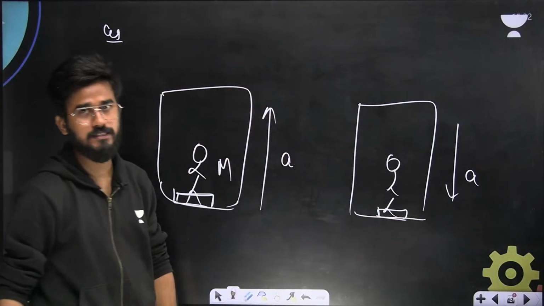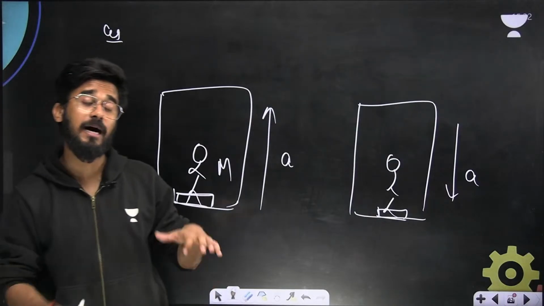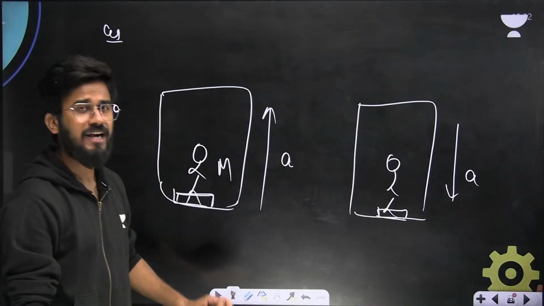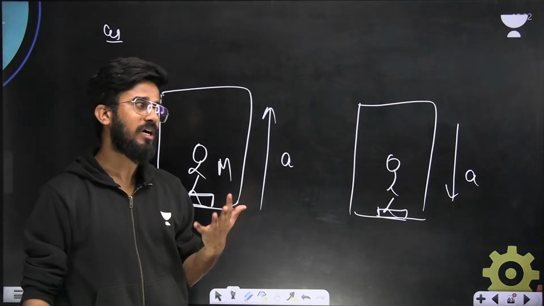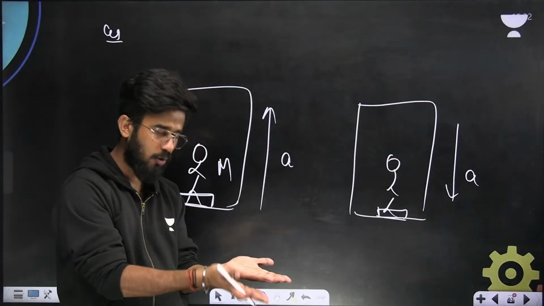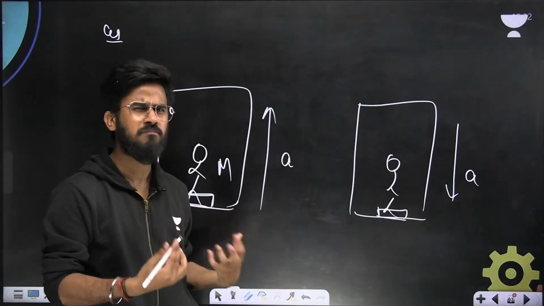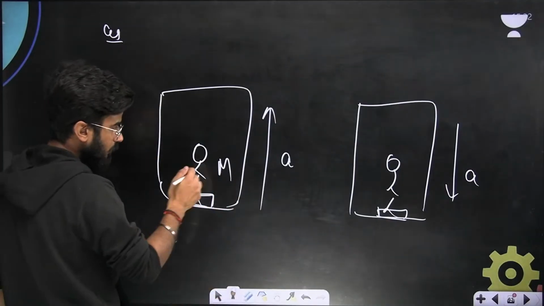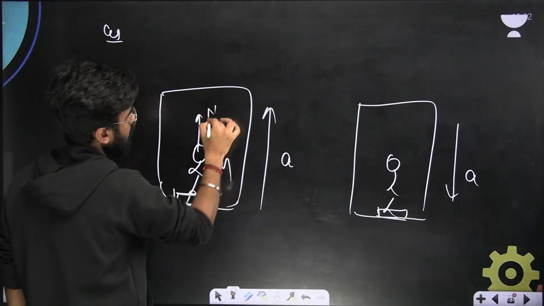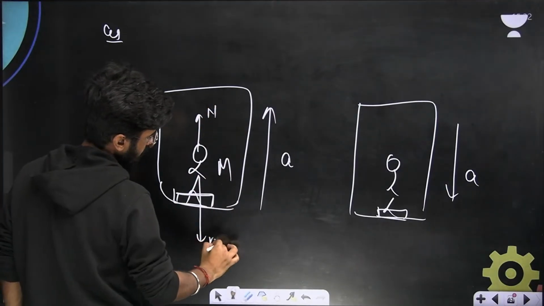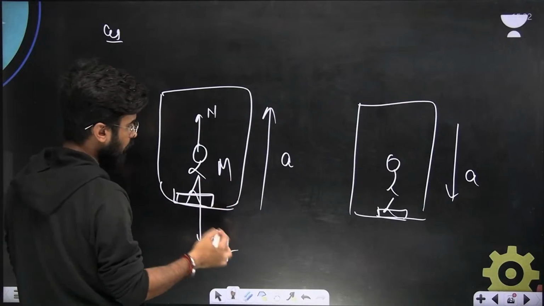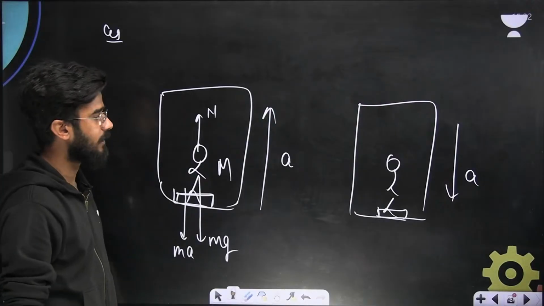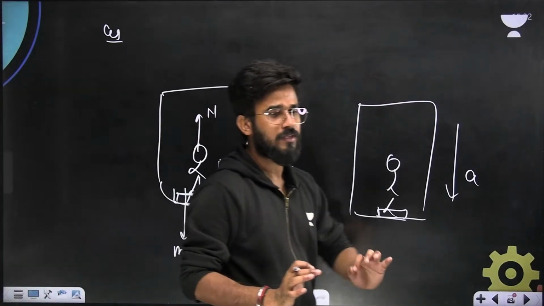What does the weighing machine read? The weighing machine reads the normal applied by you on the floor. And how can we calculate the normal applied by me? If I can calculate the normal applied by the ground on me, we can simply say that the same normal is applied by me on the floor. So we will just write all the forces. First of all, the ground is applying normal on me in the upward direction. There is mg in the downward direction, and there is a pseudo force also, which is ma.